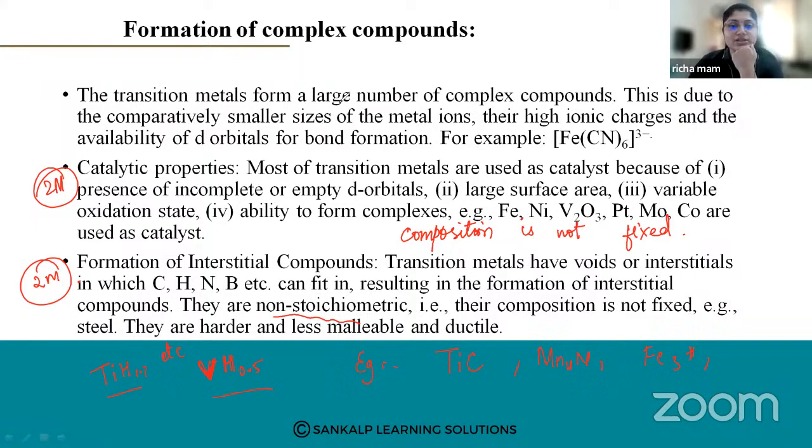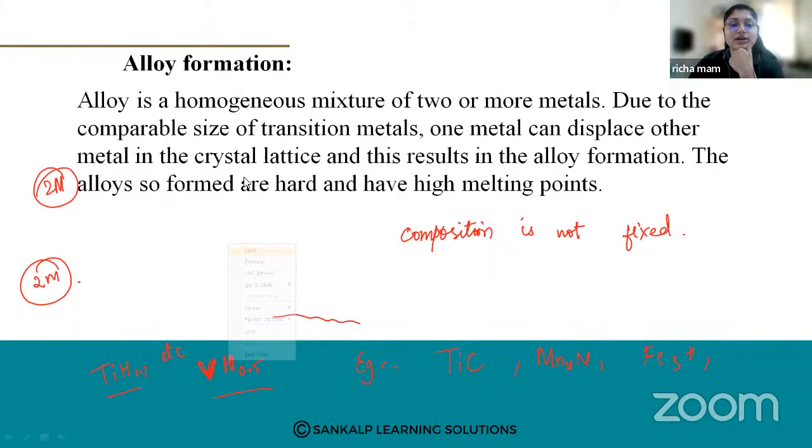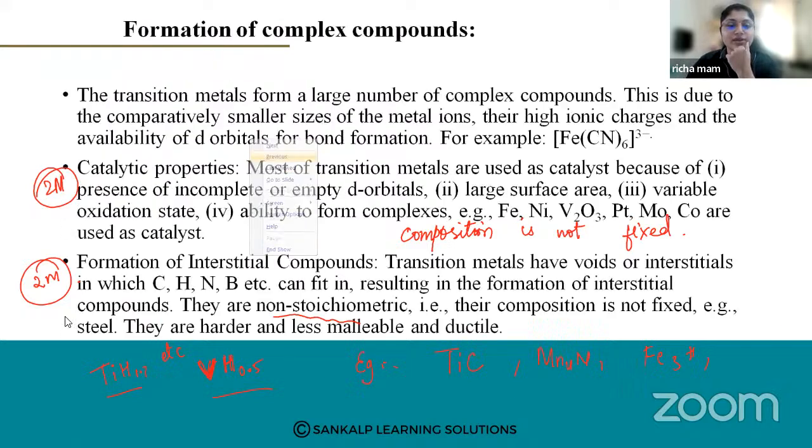So these interstitial compounds are formed by what? Transition metals. Most of the transition metals form these interstitial compounds, so they have another unique property. Then what are the different physical and chemical properties of these compounds?